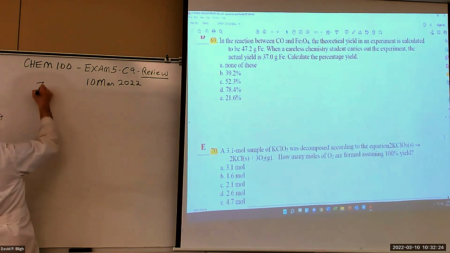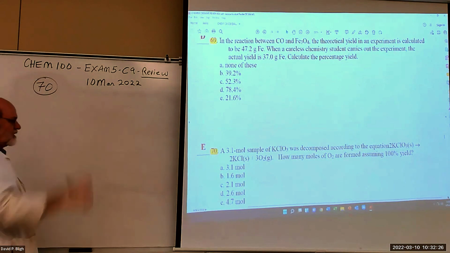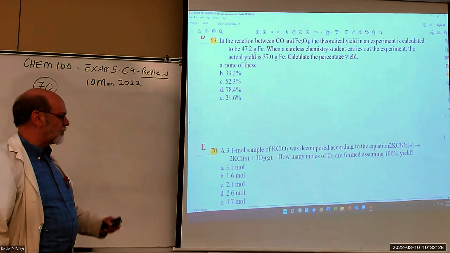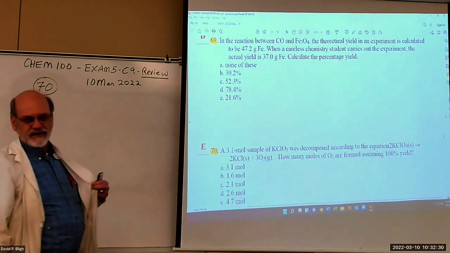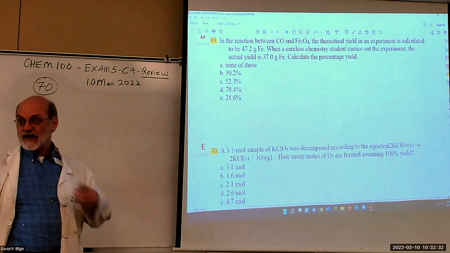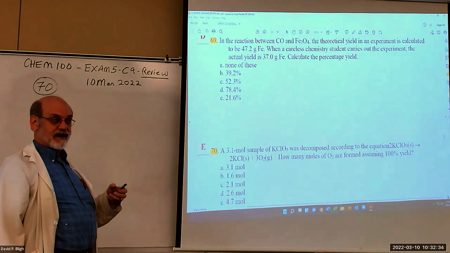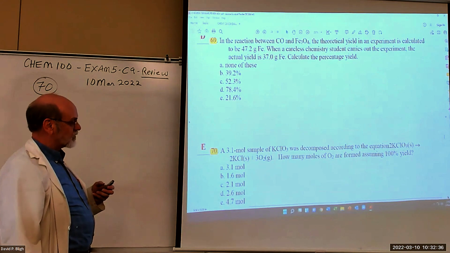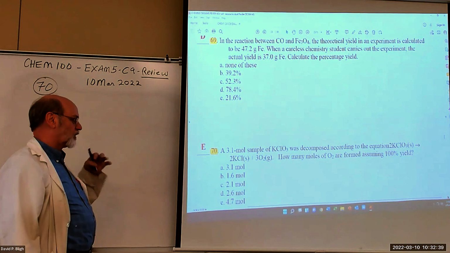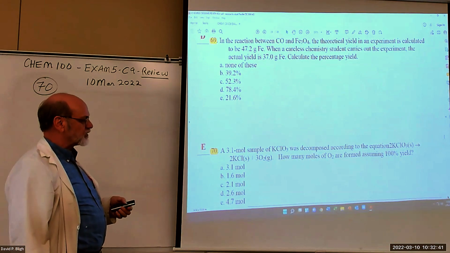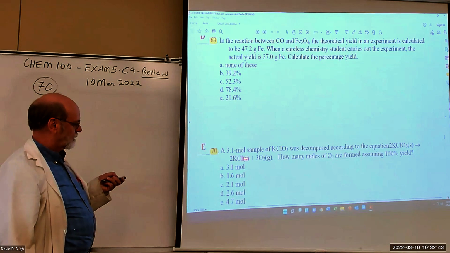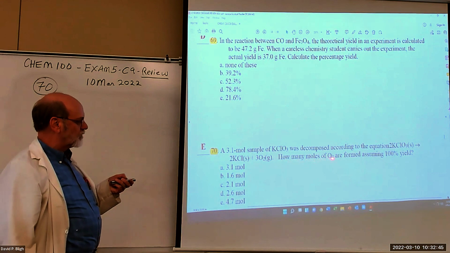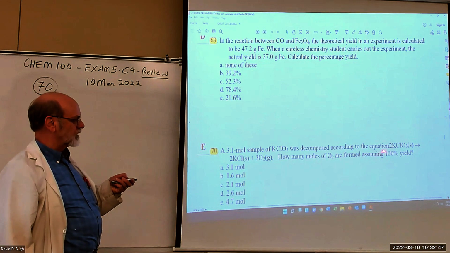70. A 3.1 mole sample of potassium chlorate. That's a polyatomic ion, ClO3, with a -1 charge plus potassium. You only need one of each. Decomposed according to this equation. How many moles of O2 are formed assuming 100% yield?